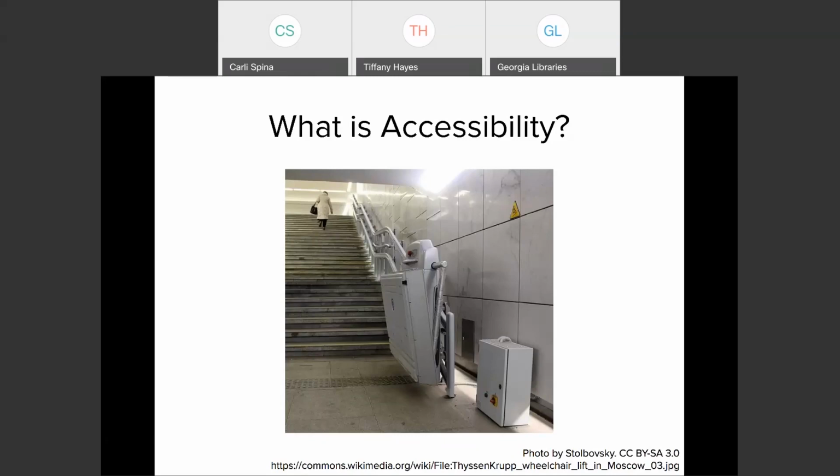And then you're confronted with stairs with no other way of using them. Another issue is that often things can be considered accessible, even if it means that somebody has a different solution that separates them from the rest of the users. So that's often referred to as an accommodation.